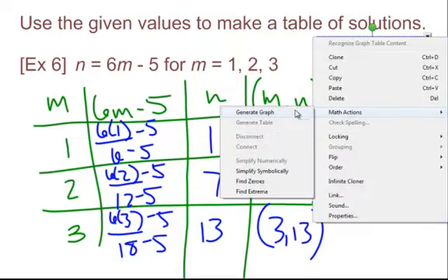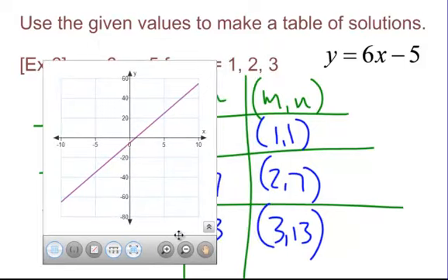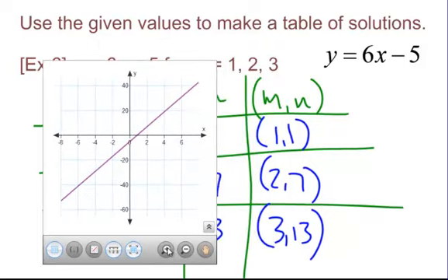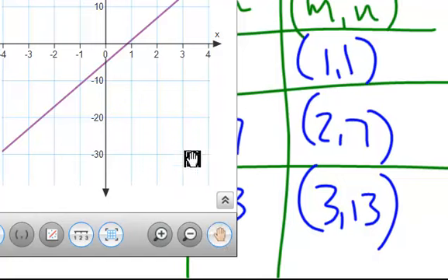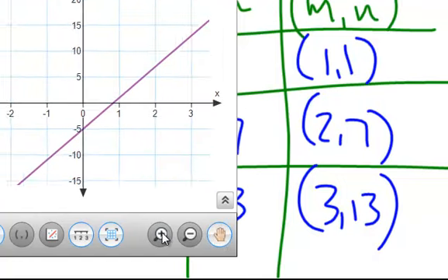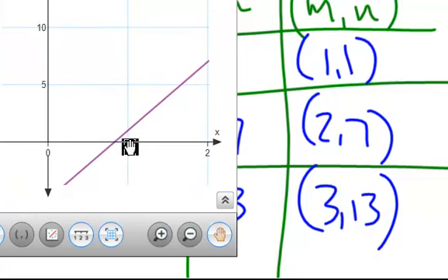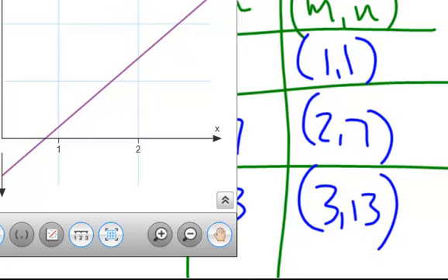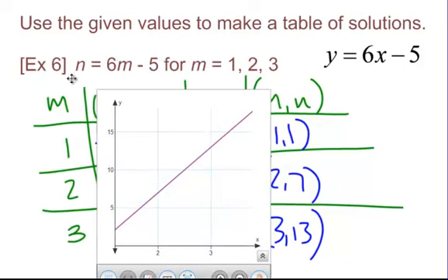So we do that. So we have our graph here. And we know that these are our solutions. So (1, 1), that should work. And it does, right? (1, 1), (2, 7), and look, that works. And (3, 13), and that works. So all of these are solutions for n equals 6m minus 5. And that's why we got them. Okay, remember, ordered pairs are x comma y.